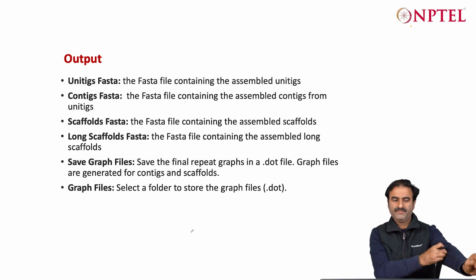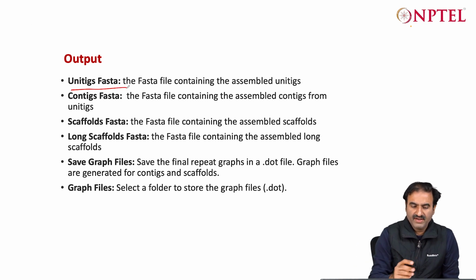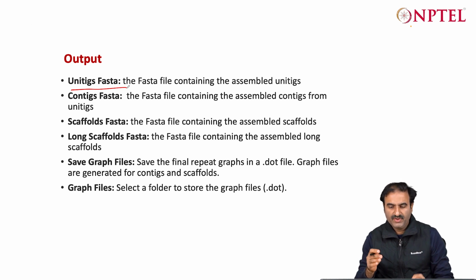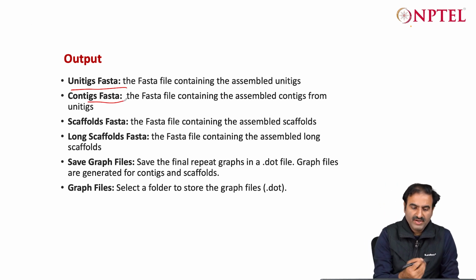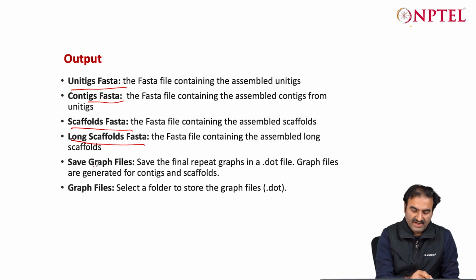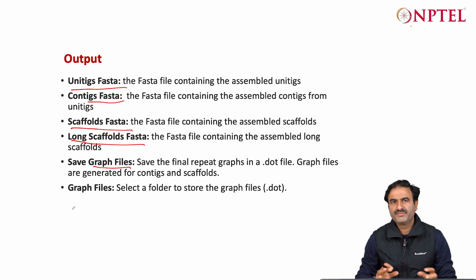Then you can specify whether you want to generate the unitigs file, which stops whenever it sees a branching, or the contig file, or the scaffolds file or long scaffold file. All will be generated in FASTA format. Or you can choose to save the graph files, and specify what folder you want to save it in. So these options you can provide.